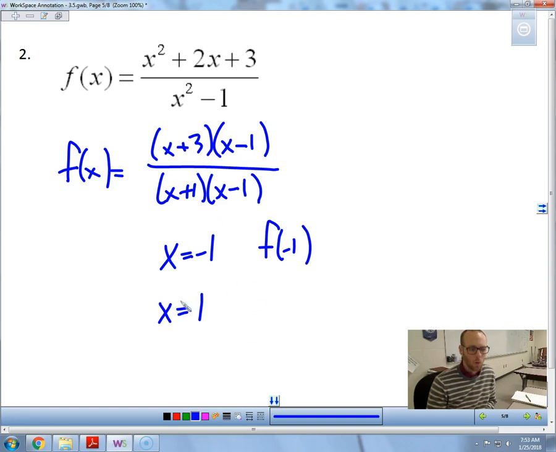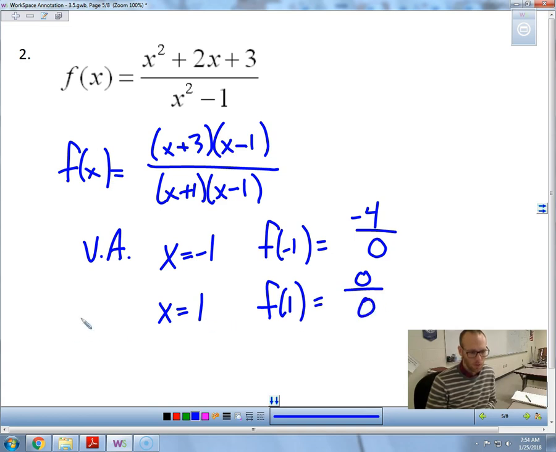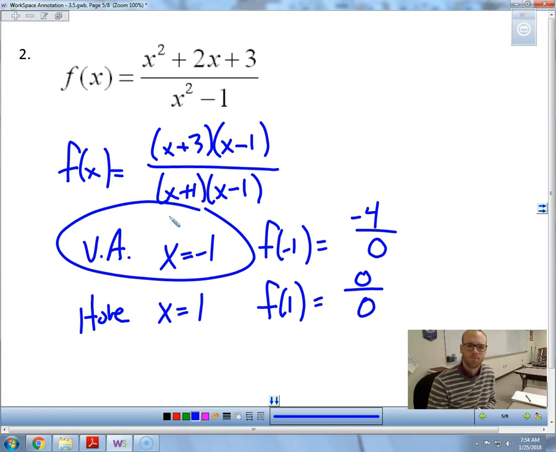Make sure it's not a hole. It is actually a vertical asymptote. When I put in negative 1, what do I end up with here? 2 times negative 2, that's negative 4, over 0 times negative 2, that's 0. This is a vertical asymptote. But when I put in 1, I end up with 0 over 0. This one's the hole. Vertical asymptote is negative 1.